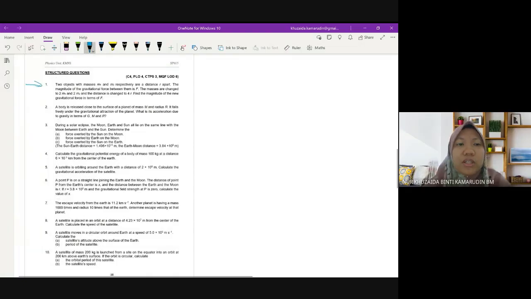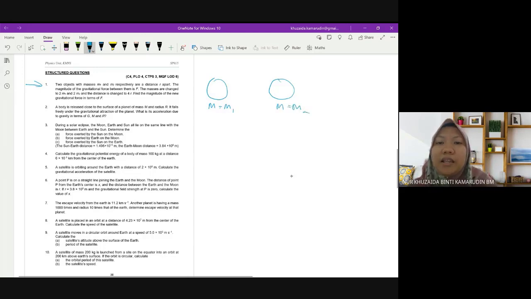Satu dulu. Question number 1 over here. Two objects of mass M1 and M2 respectively are a distance r apart. Dia tak bagi nilai, dia bagi equation dalam bentuk simbol. Jangan risau, macam biasa you have M equals to M1 and then M equals to M2. The distance between these two is r. The magnitude of the gravitational force between them is F. So F is equals to F. Tulis dia balik. Dia bagi simbol, kita letak simbol.